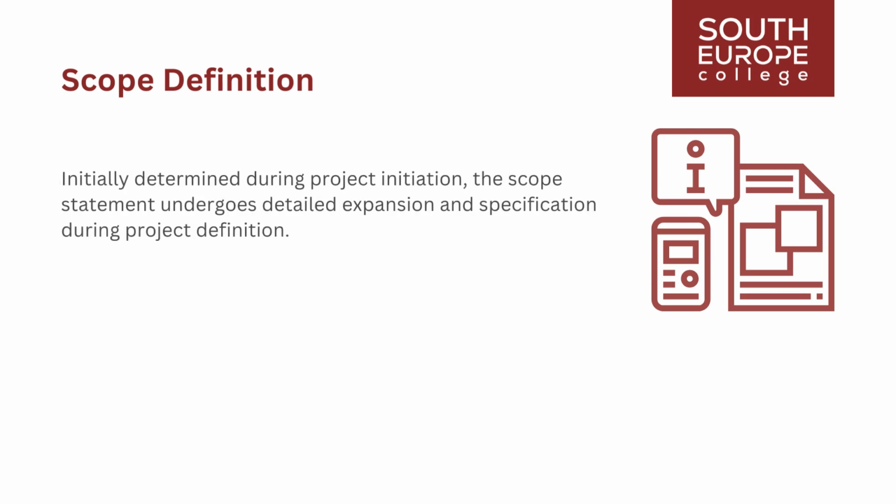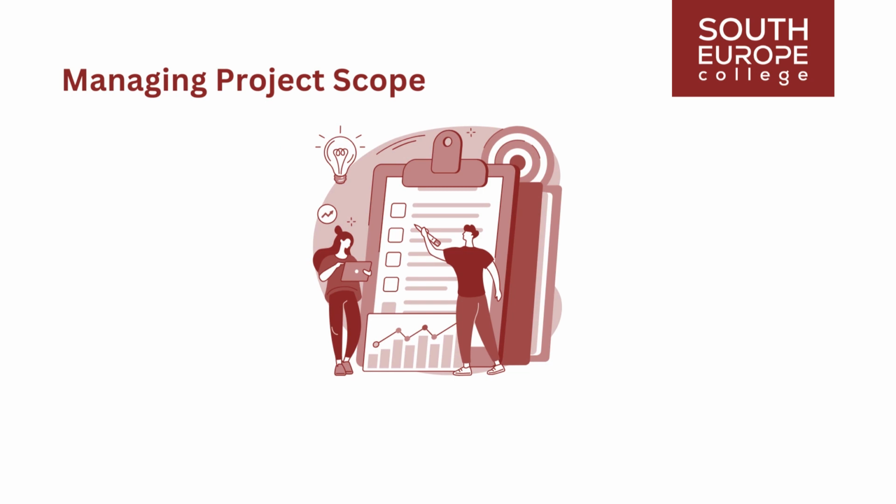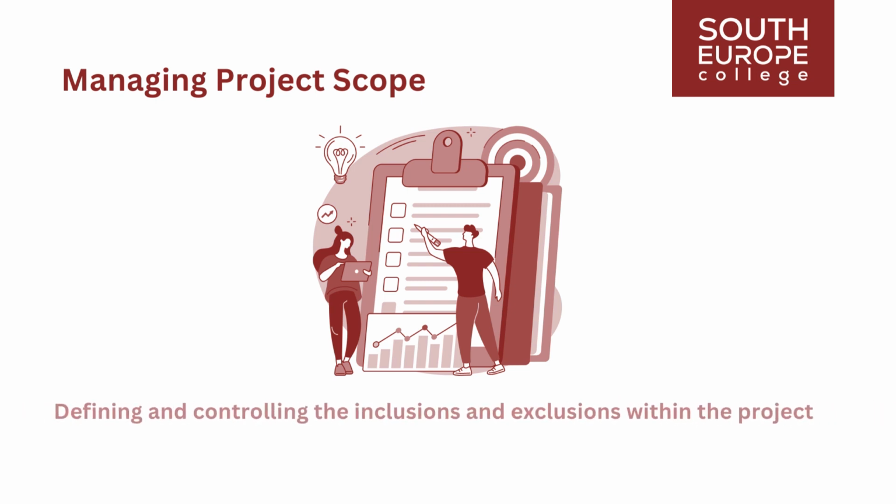Initially determined during project initiation, the scope statement undergoes detailed expansion and specification during project definition. It typically refers to or incorporates documents containing requirements and specifications. Once approved as a baseline, the scope statement becomes a controlled document, subject to modification only through a formal change process. Project scope management encompasses processes essential for ensuring that the project includes all necessary work and only the basic tasks required for its successful completion. The primary focus of managing project scope is defining and controlling the inclusions and exclusions within the project.